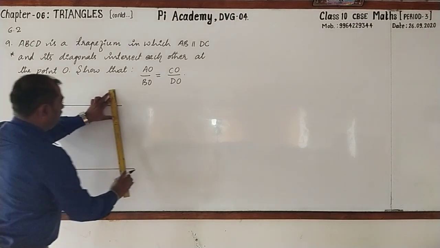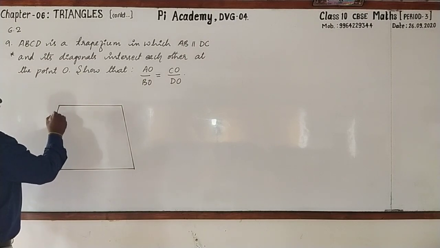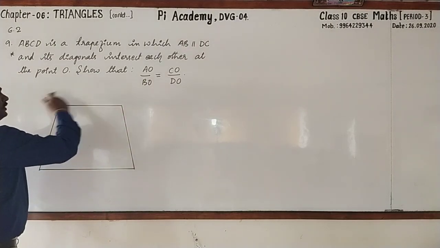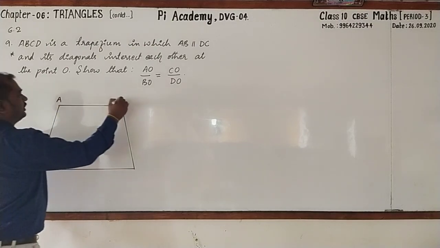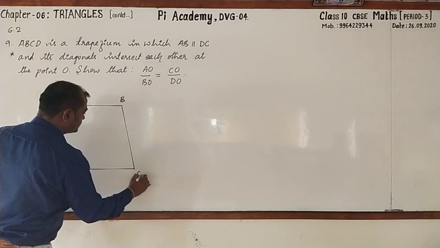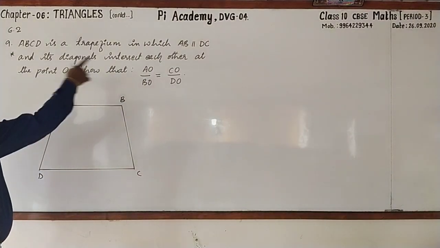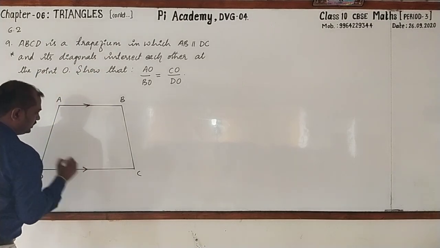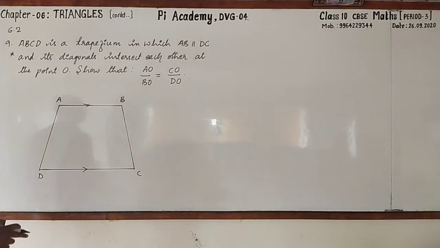And you can name the trapezium as ABCD. Okay, you may name either in the anti-clockwise or clockwise, however you want. Here I write clockwise. ABCD is a trapezium in which AB parallel to DC, and its diagonals intersect each other.